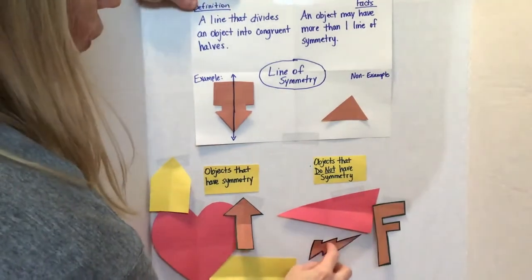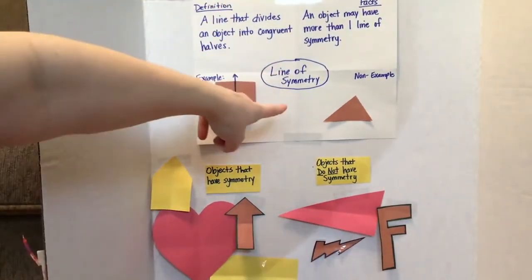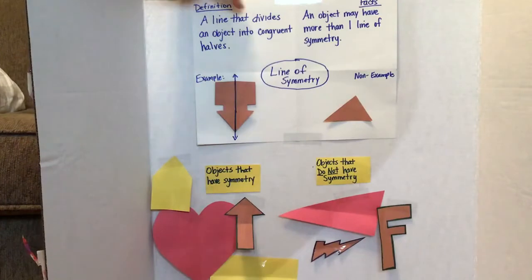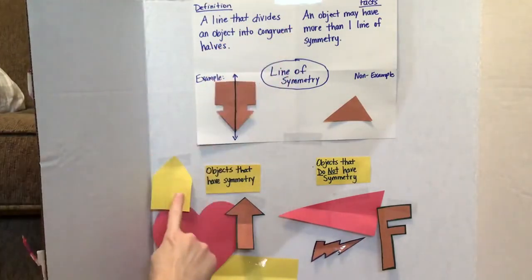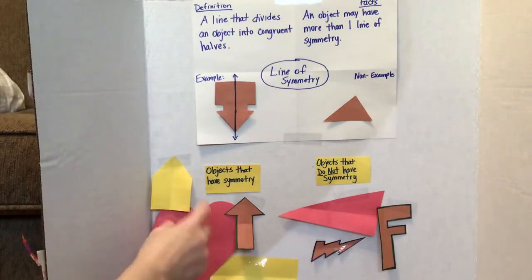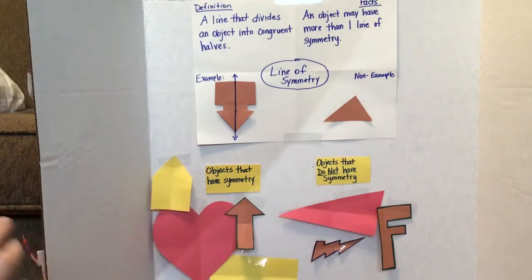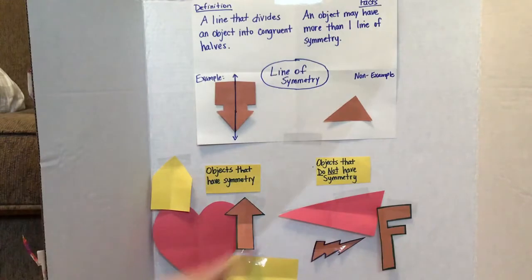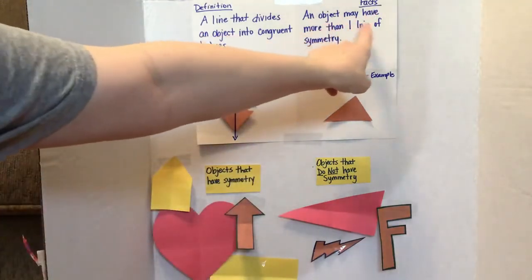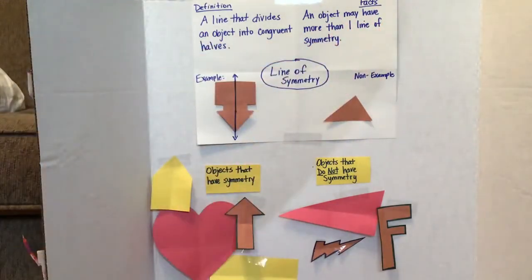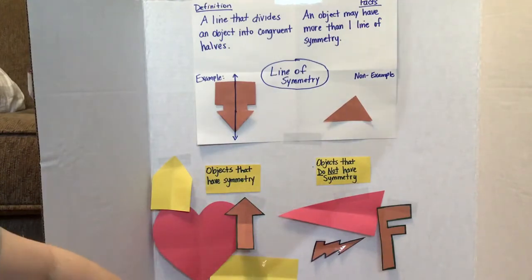So let's look again at our definition of lines of symmetry. A line that divides an object into congruent halves. And we noticed with these shapes, we were able to fold them and we had the same shape and same size on each side of the fold. And an object may have more than one line of symmetry. Do you remember which of these had more than one line? That's right, the rectangle did.